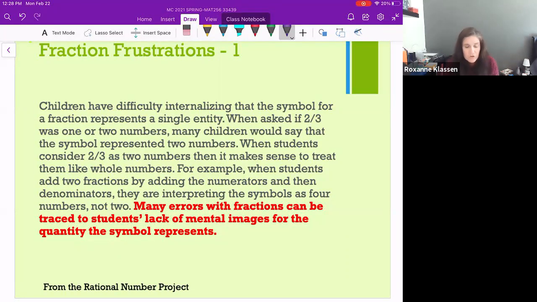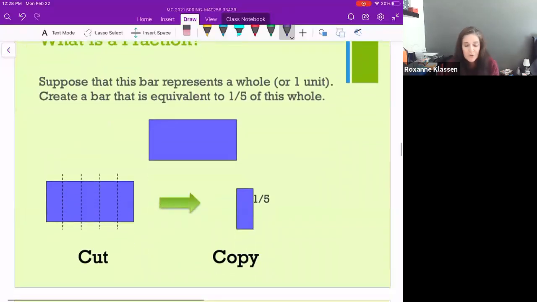Okay, and so they're interpreting the symbols as 4 numbers. They're just adding 2 numbers on top and 2 numbers on the bottom because they're saying they're whole numbers. So many errors with fractions can be traced to students' lack of mental images for the quantity the symbol represents. In other words, if you can't draw a picture for it, you probably don't know what's happening. Okay, so what's a fraction?